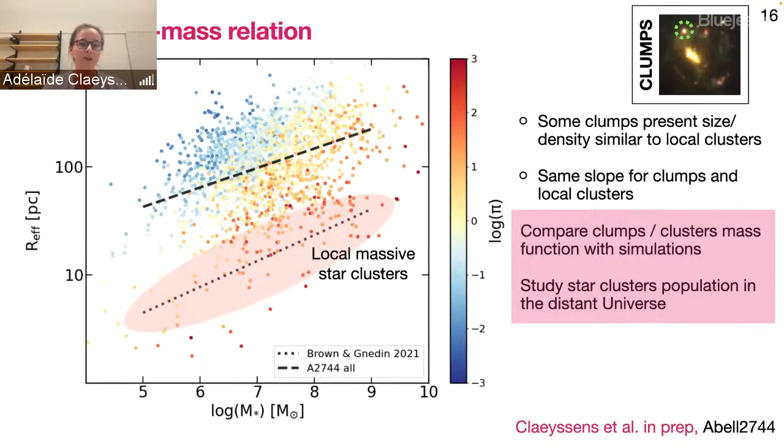One first result is the size versus mass distribution, with size on the y-axis and mass on the x-axis. The points are color-coded by the pi parameter, which we use to indicate if the clumps are evolved, in red, or unbound structures, in blue, which could also be because they are very young and not yet evolved enough to be bound. We observe a correlation between mass and size, and when we fit this correlation, we notice that the clumps follow a relation with the same slope as the local massive clusters, the dashed line, but rescaled to bigger size. Then we see that a fraction of these clumps presents similar properties, both in size and mass, to star clusters. So we detect very dense, small and evolved structures in this sample. Thanks to this sample, we will be able to compare the clumps' mass function and density function with simulations and also study star cluster populations in the distant universe.